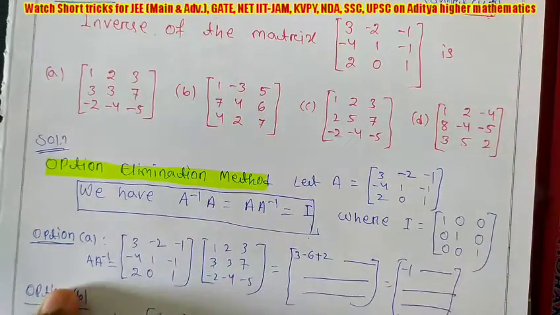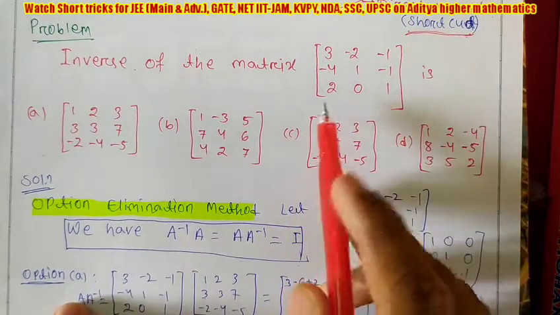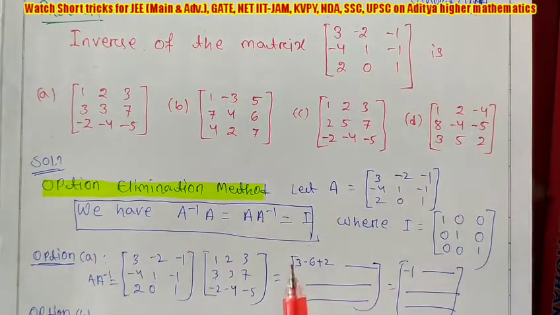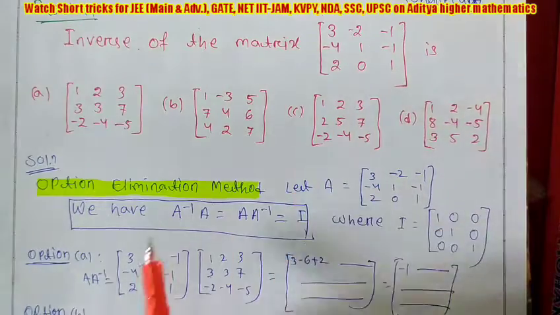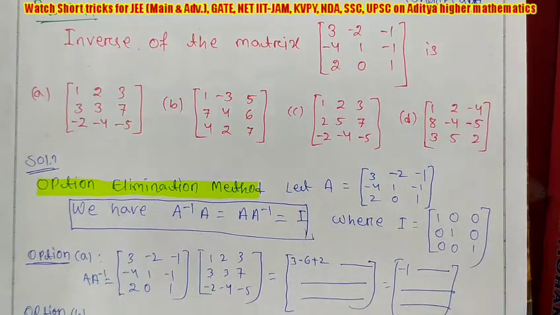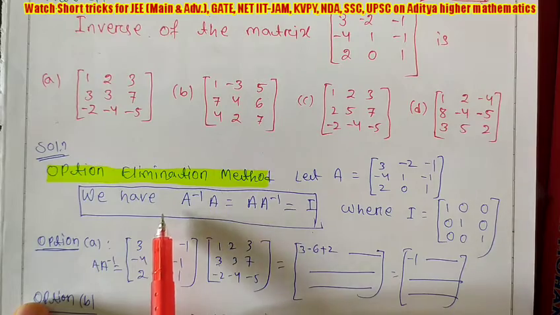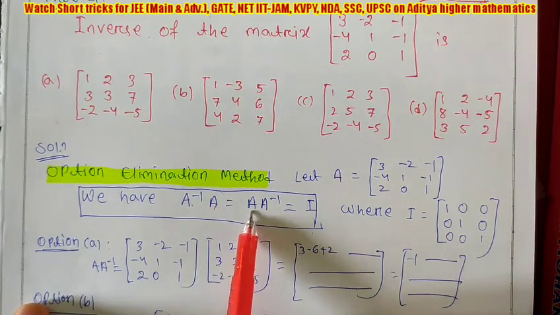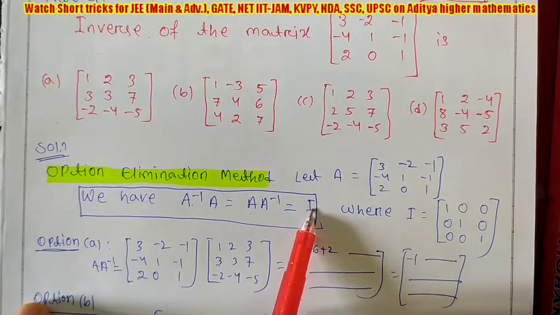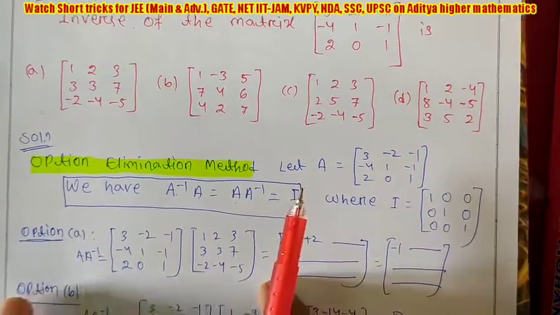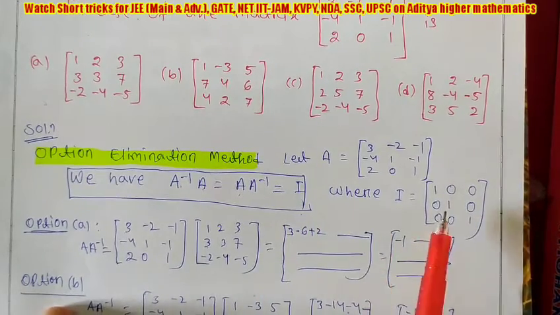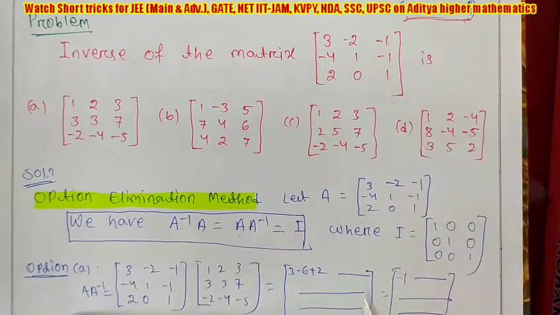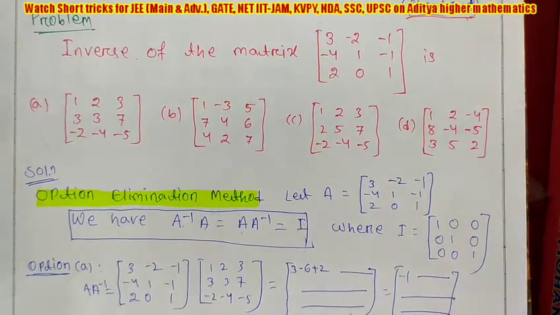So now we will discuss the option elimination method to find the inverse of this matrix. In option elimination, you take the given matrix as matrix A. Then we know that if a matrix is invertible, then A inverse multiplied by A, or A multiplied by A inverse, is the identity matrix, and that identity matrix has the same order as matrix A. Since matrix A is a 3 by 3 matrix, we are taking a 3 by 3 identity matrix.